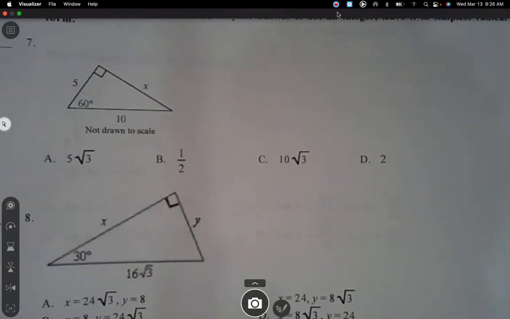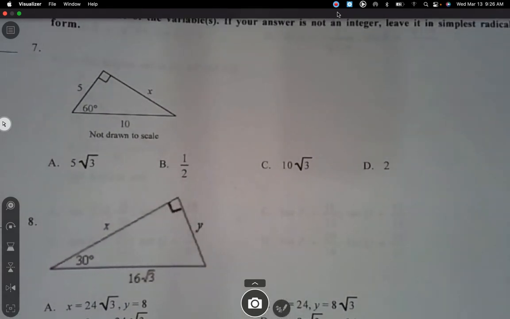Okay, 30, 60, 90. So I'm going to write down my two formulas for the 30, 60, 90. That's the first thing I suggest doing on your paper.